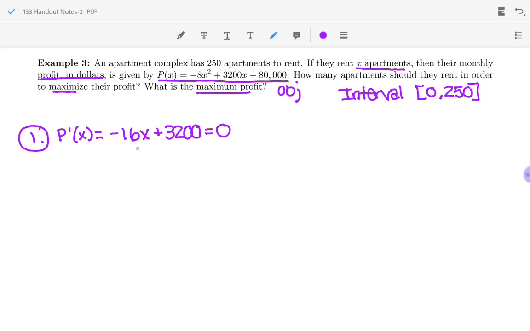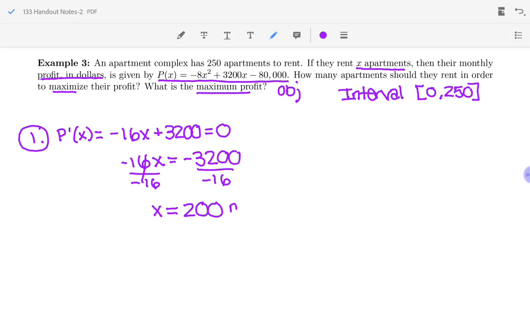I don't have an x squared, I just have a linear function, mx plus b, so I just need to solve it like a linear function. First thing I'm going to do is subtract the 3200 from both sides, trying to isolate the x by itself. So we get negative 16x equals negative 3200, and then we need to divide both sides by negative 16 to get that x by itself. So x is going to be negative 3200 divided by negative 16, which is a positive 200, and remember x represents apartments.